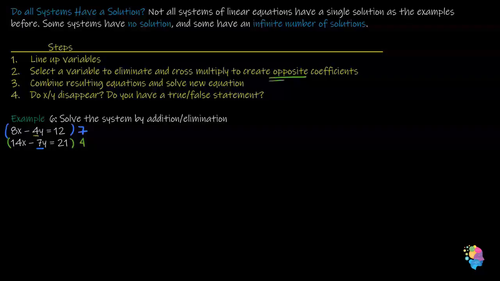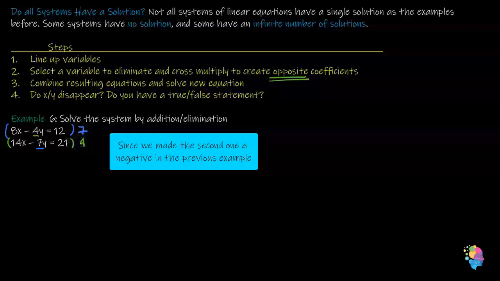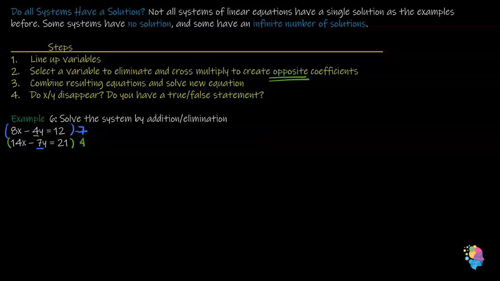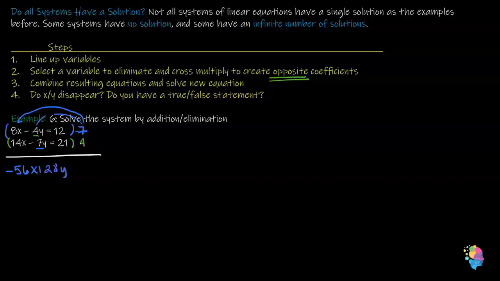Because I need to create opposite coefficients, we're going to need to make one of these a negative. This time, I'm going to make the first one a negative. So let's start multiplying here. See what we get as a result. So I multiply negative 7 times 8. 7 times 8 is 56. Different signs, I will make it negative 56. Don't forget the x. 7 times 4, that is 28. Y, and because they're both negatives, this will be positive 28. Don't lose the equal sign. And then negative 7 times 12, that will be negative 84.